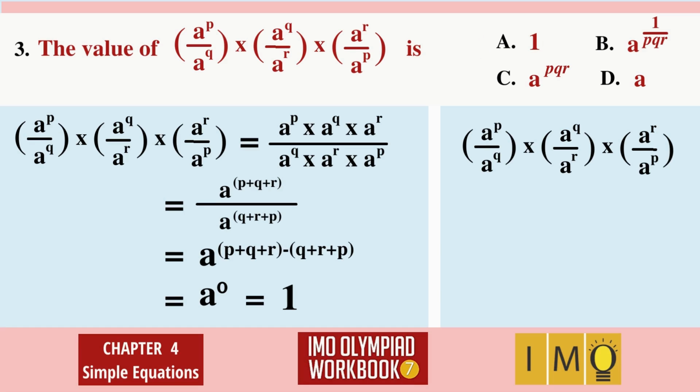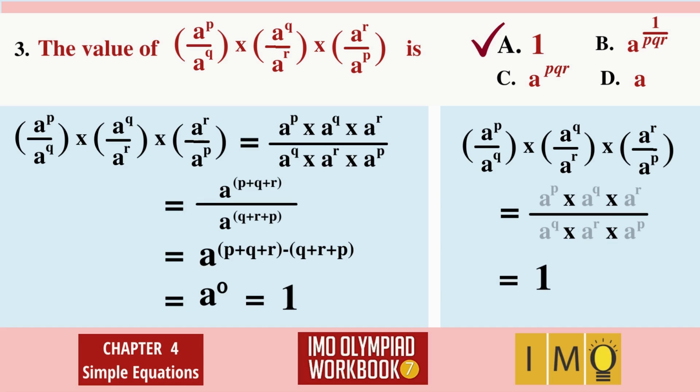Now let's see our second method. Here we can simply cancel out the similar terms in the numerator and the denominator. A to the power of p and a to the power of p gets cancelled. A to the power of q and a to the power of q will get cancelled, and a to the power of r and a to the power of r will also get cancelled, leaving us with a result of 1. Again, the right option, option A.